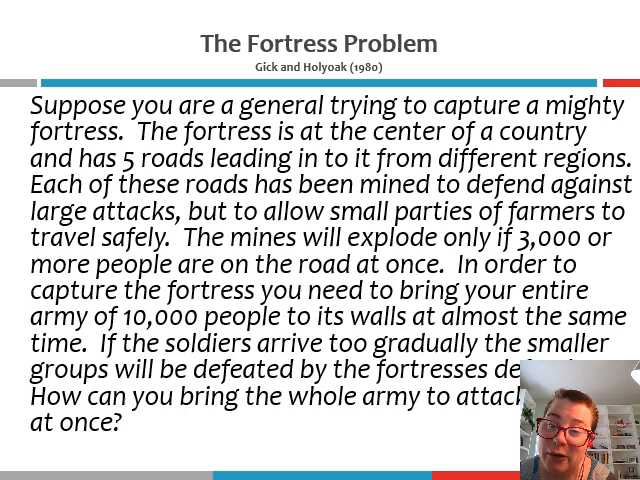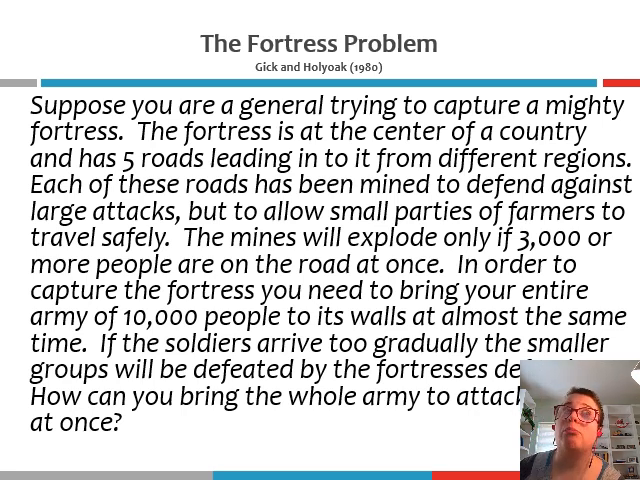So Gick and Holyoak found that, like I said, less than 10% of people were able to solve the problem when they were given the problem by itself. Right? So one of the things that they did in subsequent experiments is they gave them another problem before the radiation problem, right? So the problem that the second group of participants was given first is something called the fortress problem.